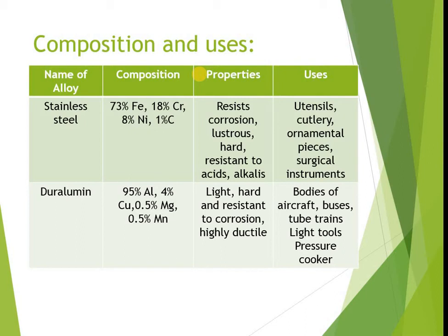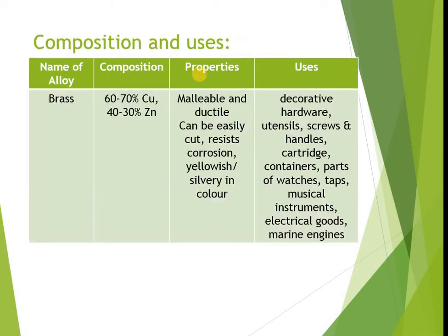Now let's go to duralumin. It is the lightest alloy. Its components are 95% aluminium, 4% copper, 0.5% magnesium and 0.5% manganese. Very light, hard, resistant to corrosion and highly ductile. These are used for making bodies of aircraft, buses and tube trains, light tools as well as pressure cookers. You have to remember all the compositions percentage-wise, their properties as well as uses.